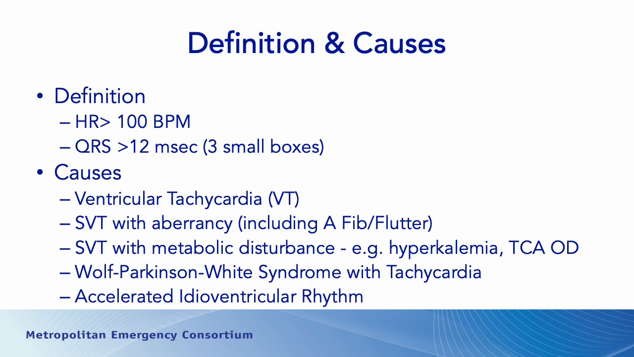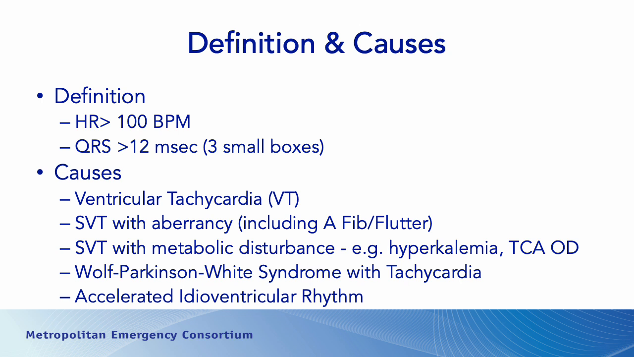So, definition and causes of ventricular tachycardia. It's really any rhythm over 100 beats per minute with a QRS duration over 120 milliseconds, or three small boxes on the rhythm strip or on the 12 lead. So by definition, any heart rate over 100 is a tachycardia, and if the QRS is greater than 0.12, then it's wide complex.